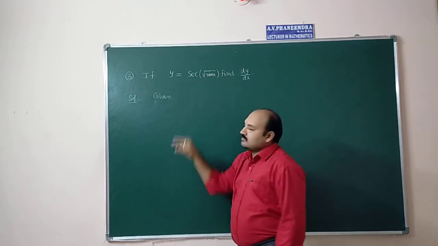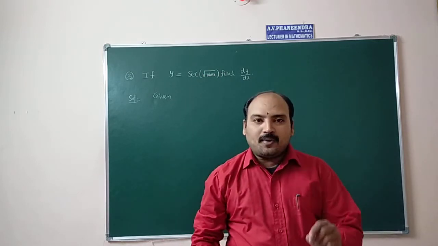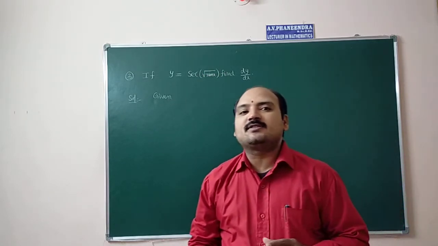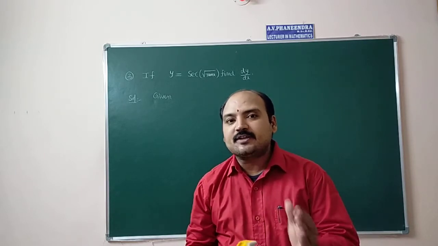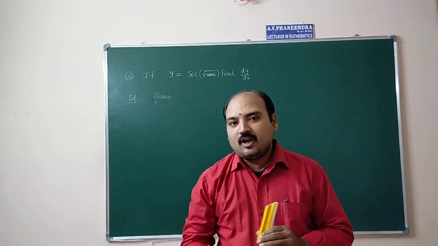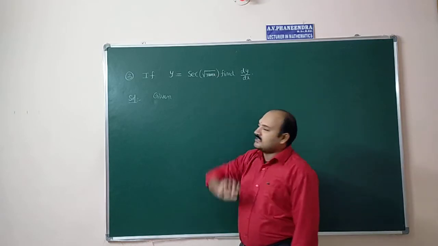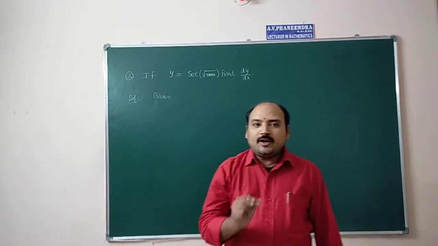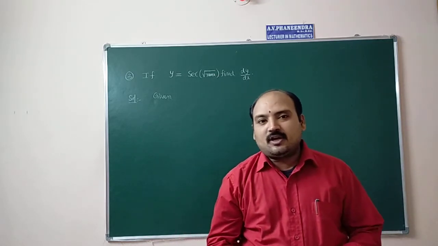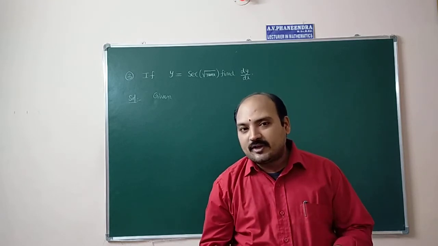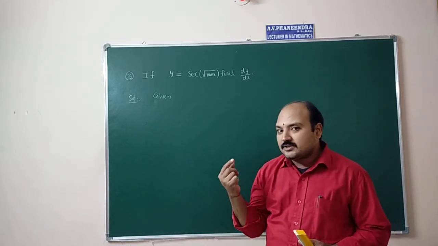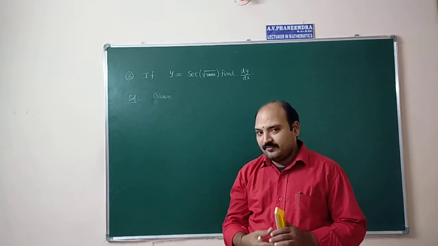Secant, this is x. First, we have to apply d by dx of secant x. D by dx of secant x is secant x into tan x. In place of x, what value is there? Root tan x is there. So it is in the form of root x. D by dx of root x is 1 by 2 root x. So d by dx of root tan x is 1 by 2 root tan x.